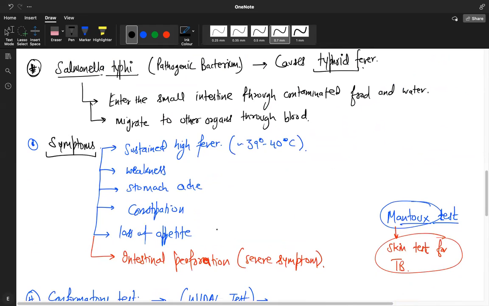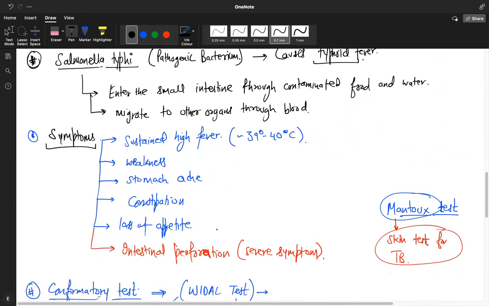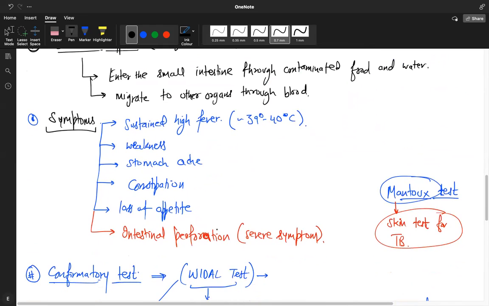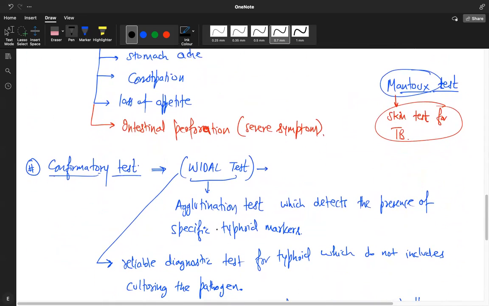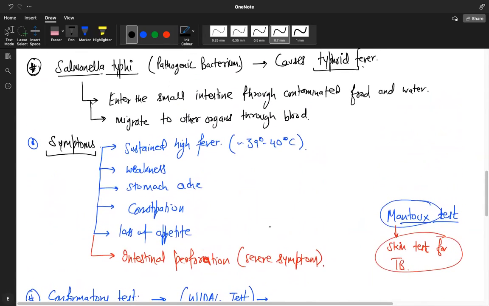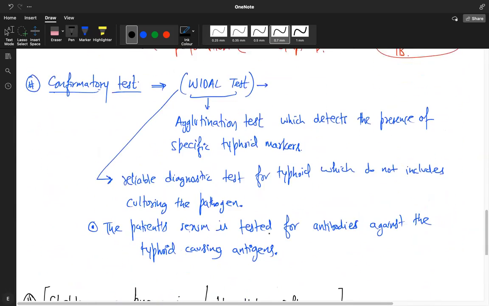And then we also looked at the Mantoux test. It is a skin test for checking tuberculosis infections, and the confirmatory test for typhoid is the Widal test. It's called the Widal test. The Mantoux test I just explained because I think someone asked about this. So it's a skin test for TB, right? It has nothing to do with Salmonella typhi. Yes, sir. Okay, continue.